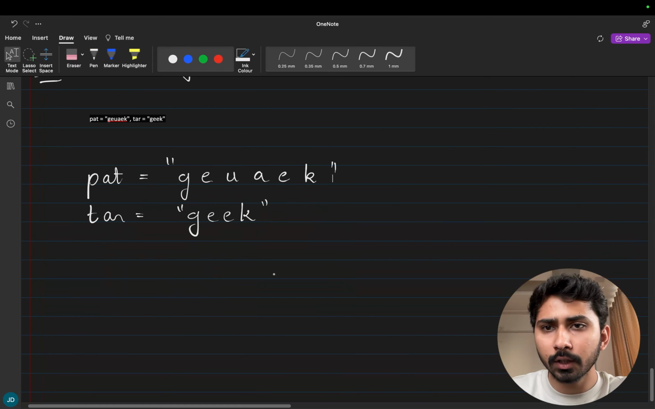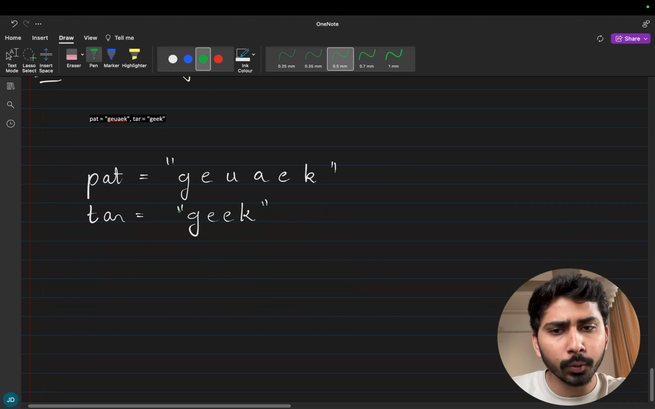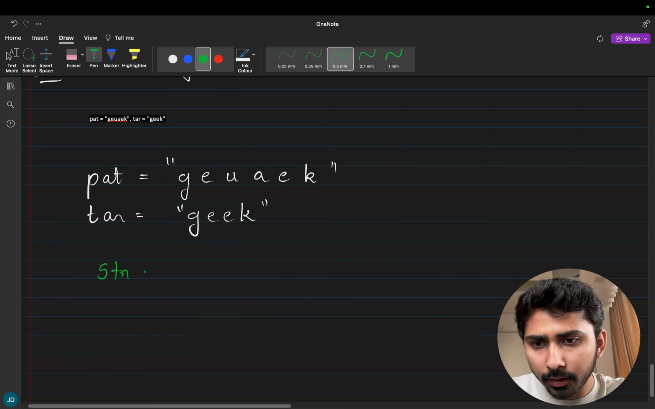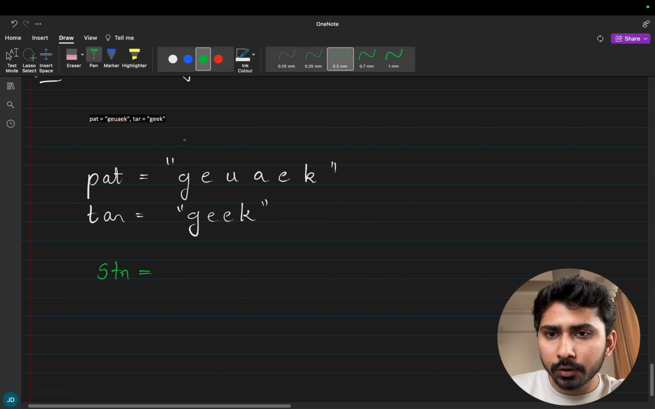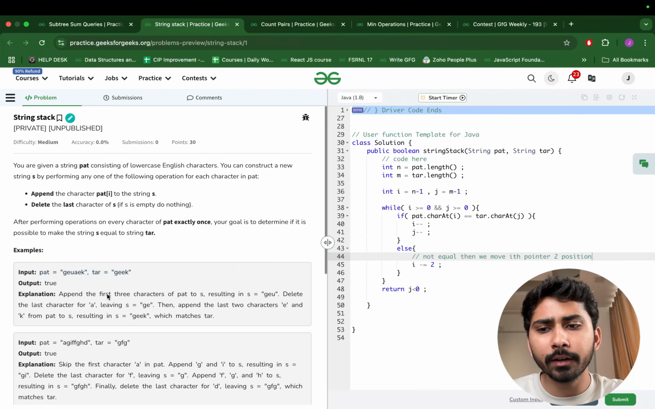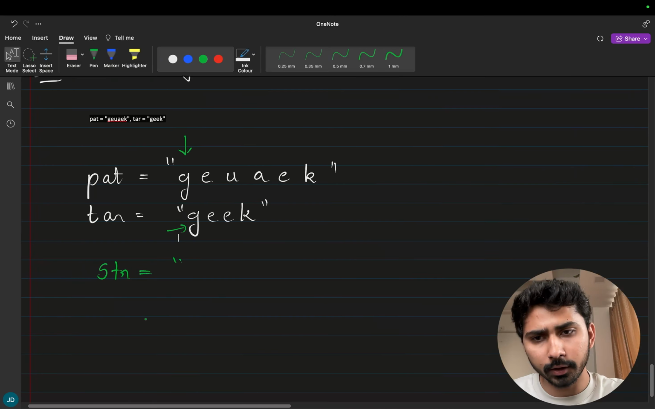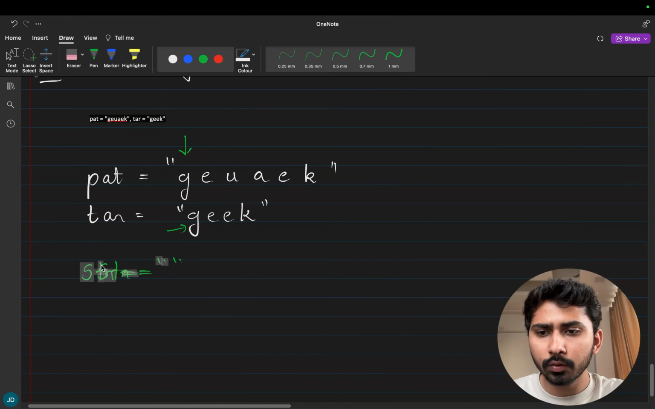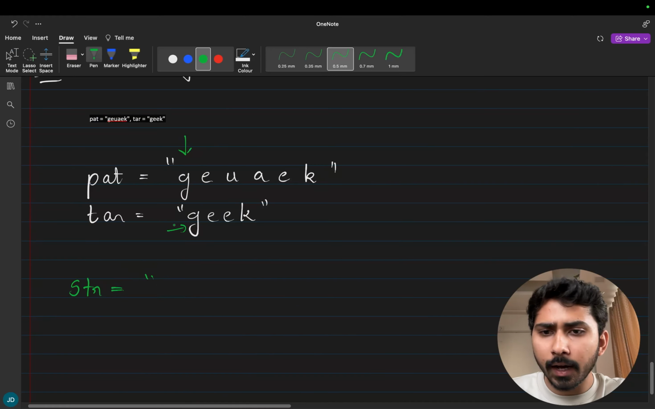So there are two operations on the ith character. We can append that ith character to S. Let's imagine the string str is the string that we will be generating. So let's apply all the operations on every character. Currently str is empty. Now I want to generate a string which is equivalent to tar. I'm just supposed to return whether it is possible or not, that means return true or false. In the tar string I can see G is present, so this G is useful. So for this G I am going to append it to our string str.